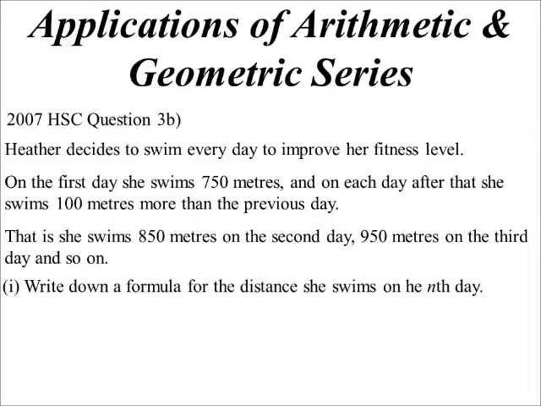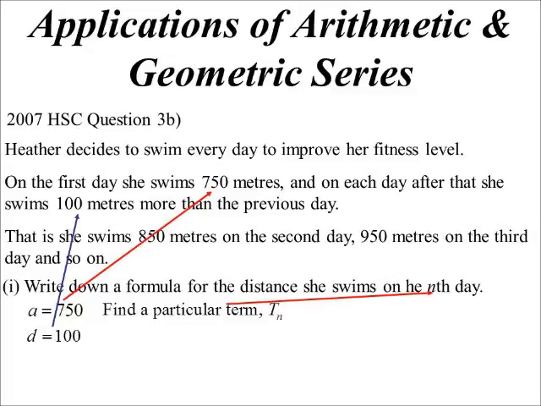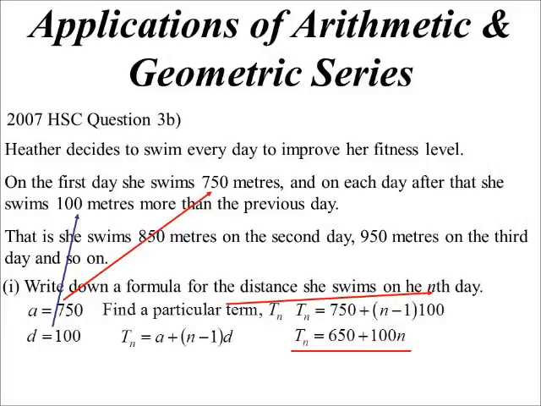So we have to try and pull out all the information. So let's see. A, that would be 750 the first day. D, we're adding 100 every day. Now, the general term they want us to find. Okay, term n. That is, of course, a plus n minus 1 d. Substituting in, tidying up, and we have our formula for how many metres she swims on a particular day.